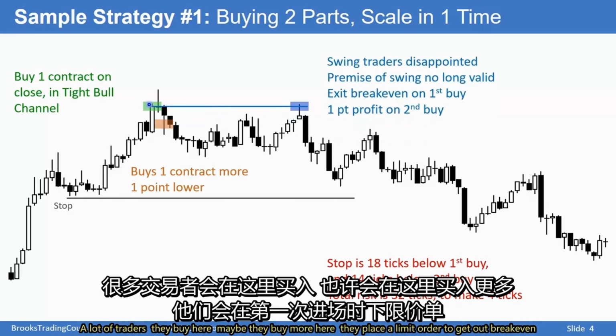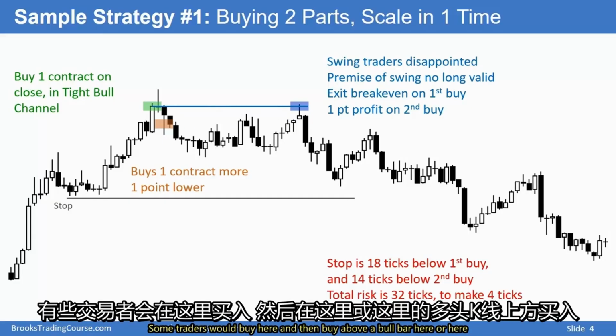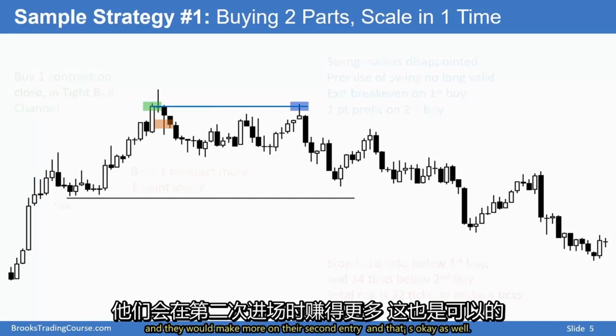A lot of traders, they buy here. Maybe they buy more here. They place a limit order to get out break even at their first entry, and they make their 1 point profit on their second entry. Some traders would buy here and then buy above a bull bar here or here, and they would make more on their second entry, and that's okay as well.